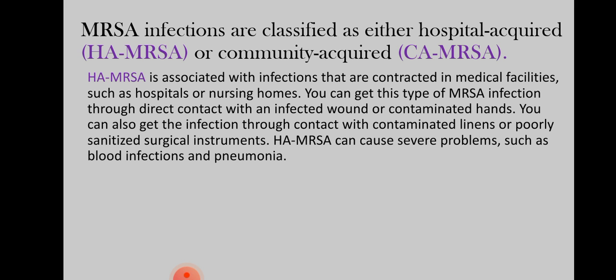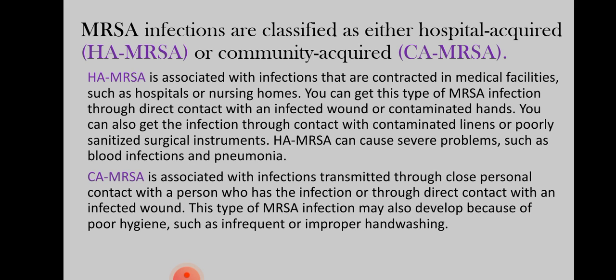You can get this type of MRSA infection through direct contact with an infected wound or contaminated hands. You can also get the infection through contact with contaminated linens or poorly sanitized surgical instruments. HA-MRSA can cause severe problems such as blood infection and pneumonia.